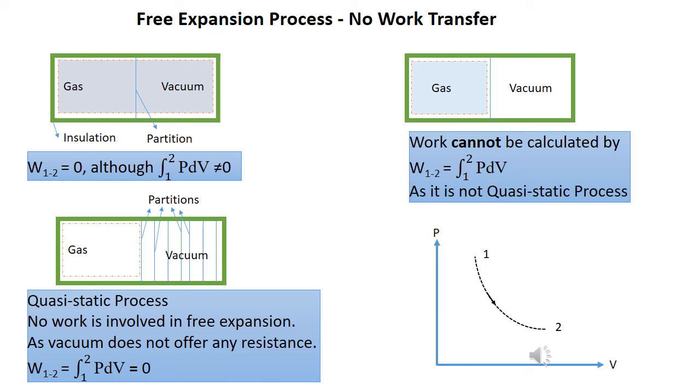This can be made a quasi-static process by dividing the vacuum into smaller partitions, and then the gas can be expanded by removing each partition one by one. Then every state will be in equilibrium, and work done can be calculated by P dV. As in vacuum, gas will not face any resistance as the gas starts to expand in the vacuum space. Since vacuum does not offer any resistance, there is no work transfer involved in the free expansion.